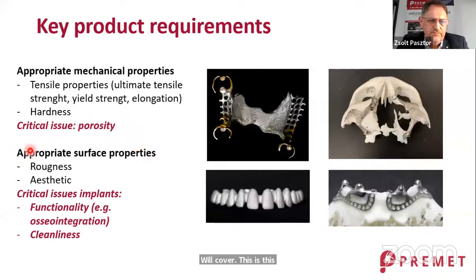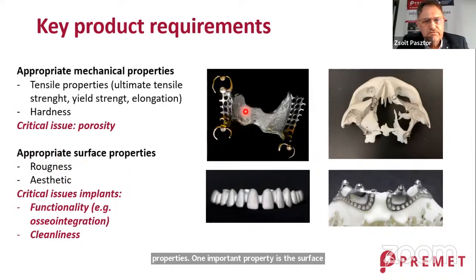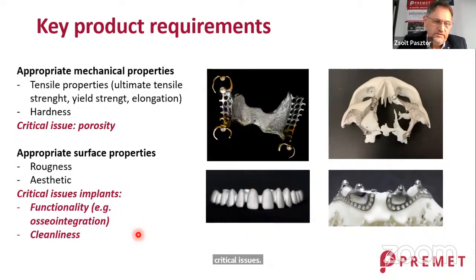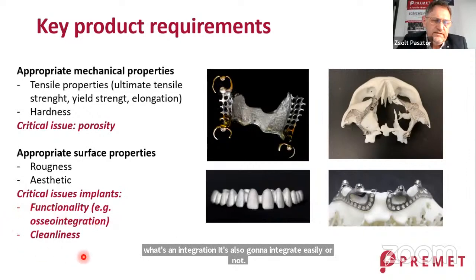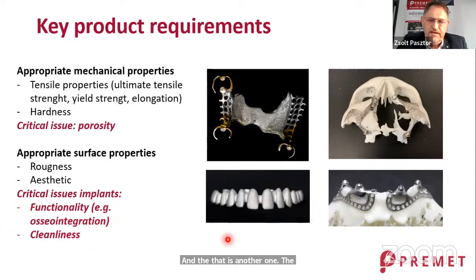Concerning the surface properties, one important property is the surface roughness or the smoothness of the surface, and also the aesthetics, like in this case, for example, this sheet is color anodized. Concerning the implants, there are two very critical issues. One is the functionality of the implant itself, like osseointegration, whether this integrates easily or not. And there is another one, the cleanliness of the implant itself.